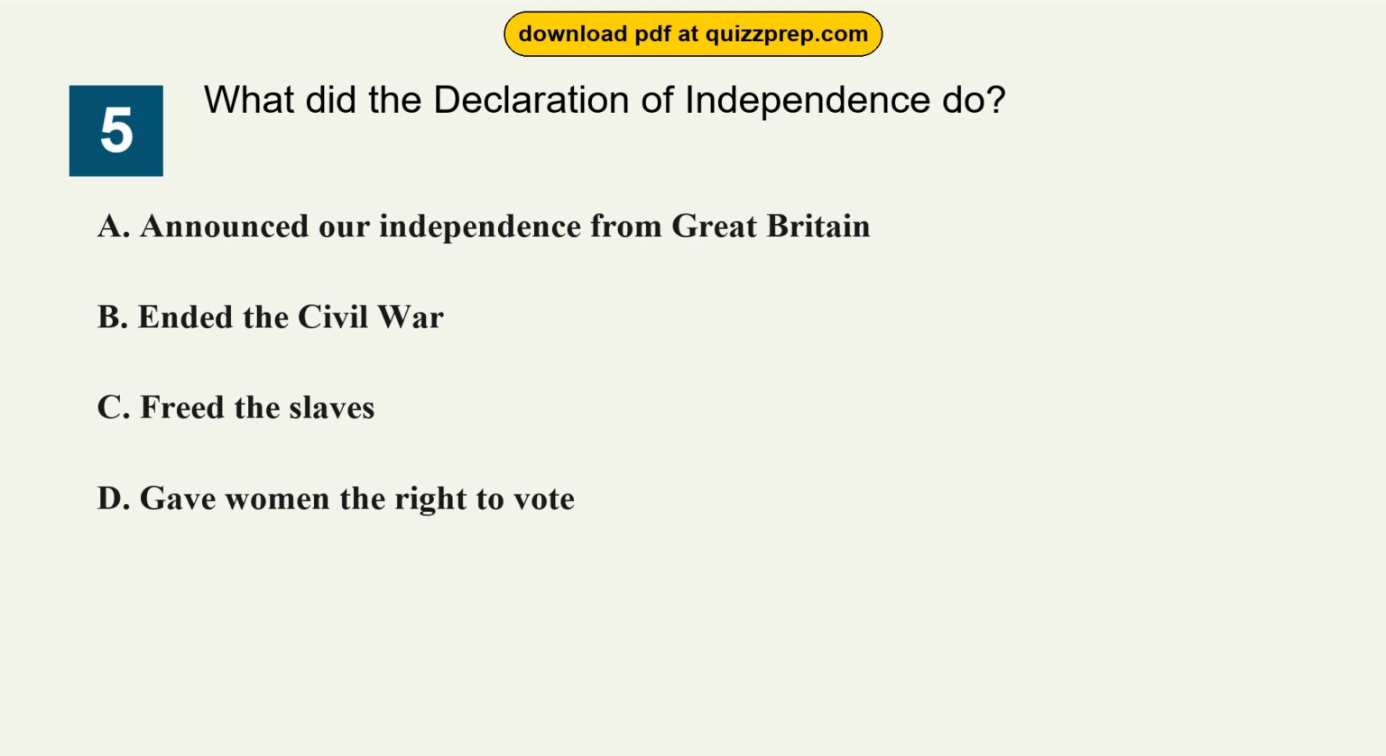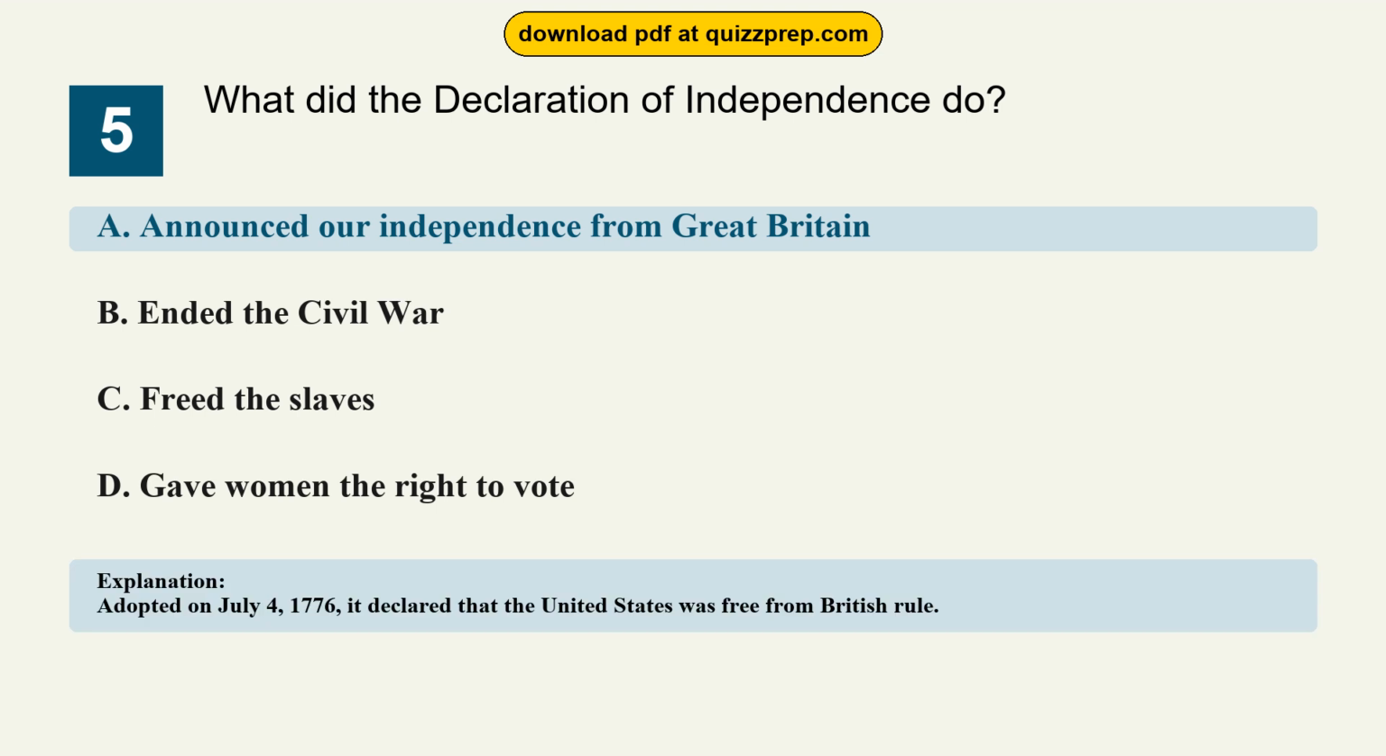Question 5. What did the Declaration of Independence do? Option A. Announced our independence from Great Britain. Option B. Ended the Civil War. Option C. Freed the slaves. Option D. Gave women the right to vote. The correct answer is option A. Announced our independence from Great Britain. Adopted on July 4, 1776, it declared that the United States was free from British rule.